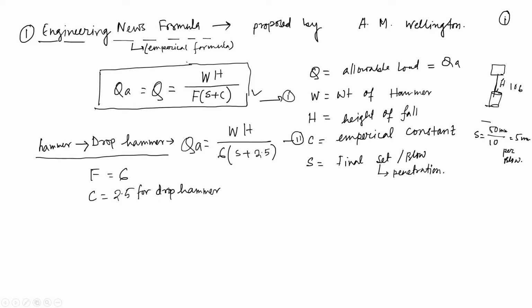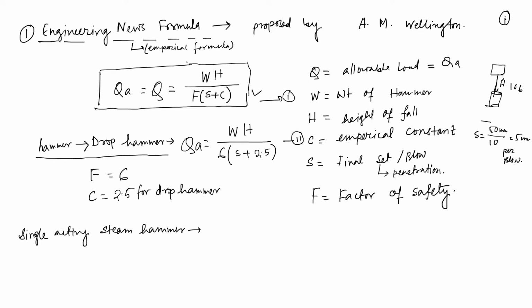One more thing I forgot to write here: what is F? This is your factor of safety. Now suppose the hammer is a single acting steam hammer. Then the value of F should be 6, and the value of C should be 0.25.